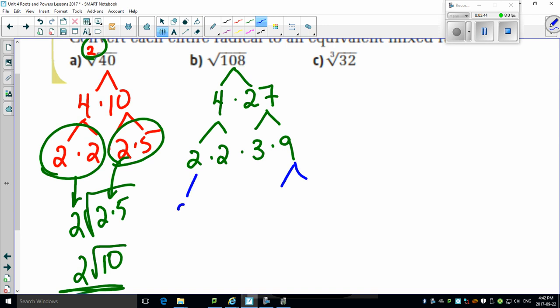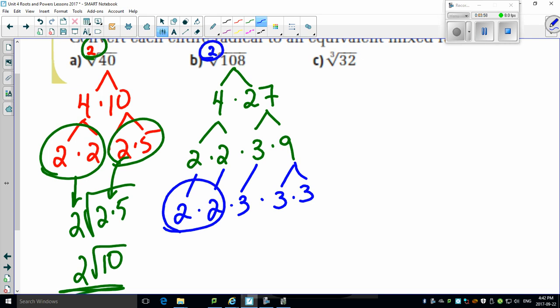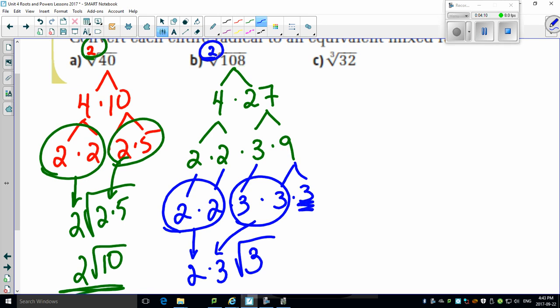Okay? So here's your 2. Here's your other 2. Here's your 3. But look, there's your other number, which now can break down to 3 times 3. And according to this, again, you're looking for pairs of numbers. So you've got one pair of numbers here, which is 2. You've got another pair of numbers here, which is 3. And the original is square root. And look what's left. Poor little 3 sitting out here by itself.